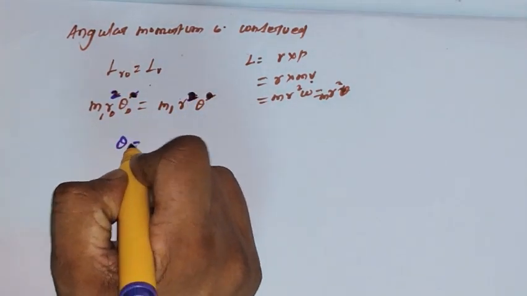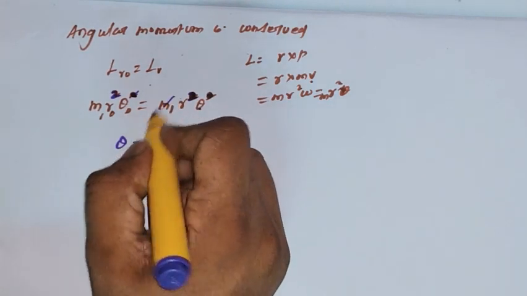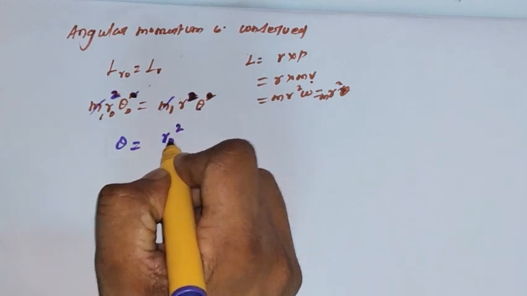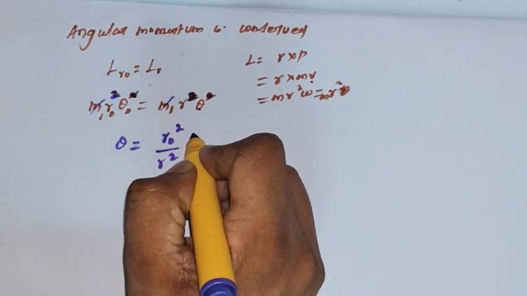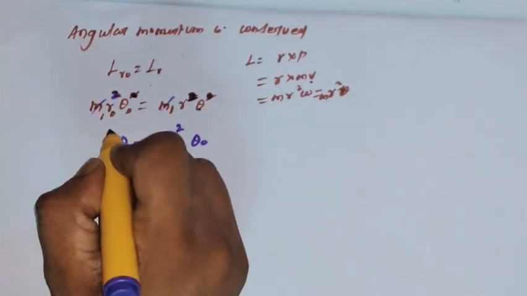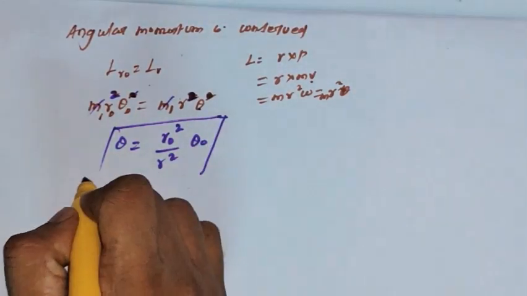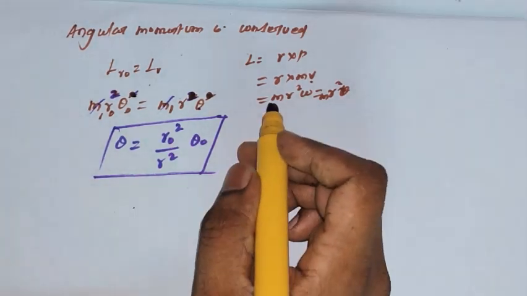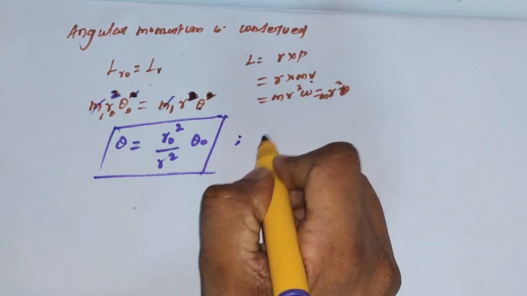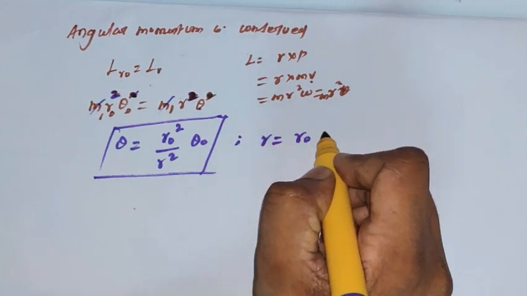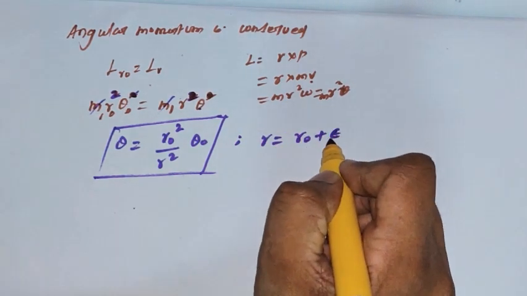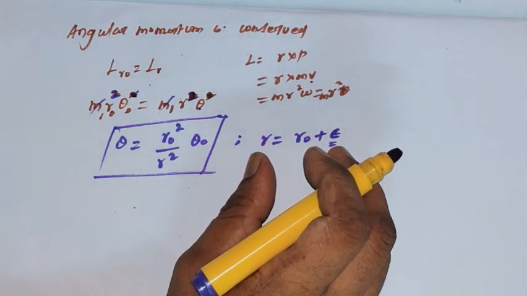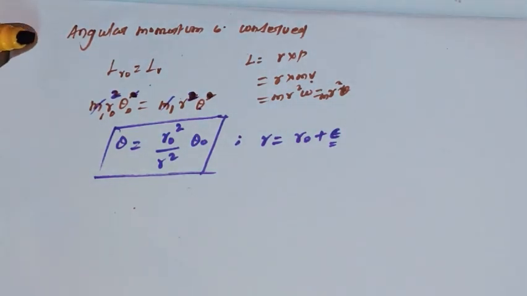So if you want to find theta dot, just keep theta dot on one side, m1 and m1 will cancel, and here it's r naught square divided by r square, times theta naught dot. This is theta dot in general. Now we are ready to write the equation of motion. Another condition we can apply: r goes to r naught plus epsilon, because we are radially displaced from r naught, the equilibrium position. This is another quantity we need to take.